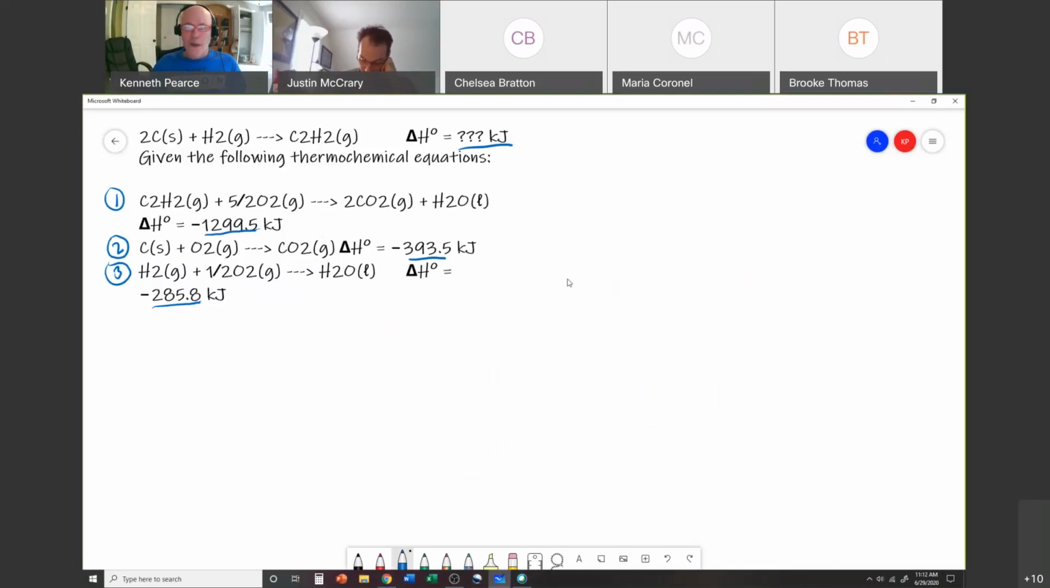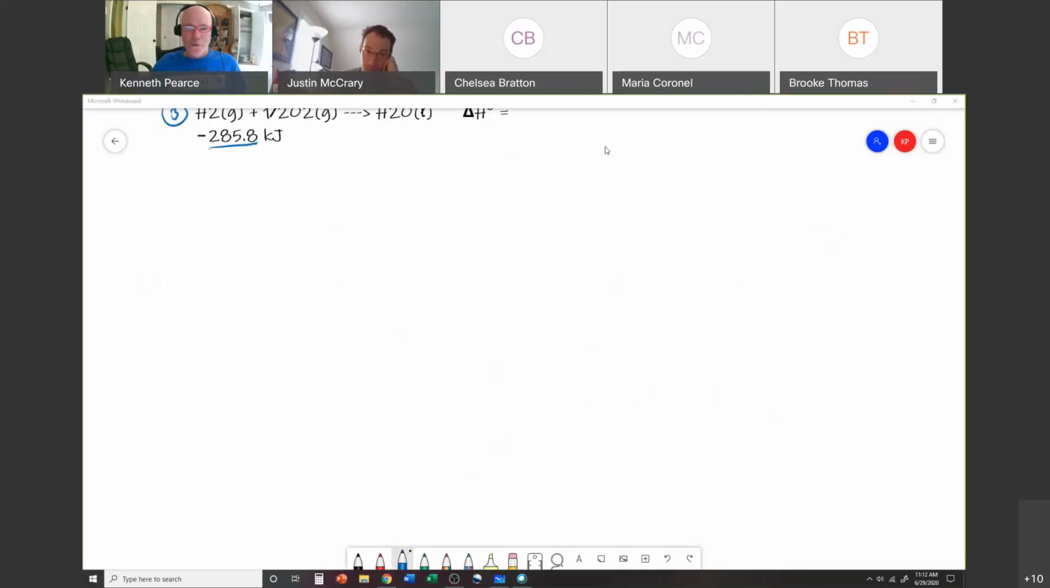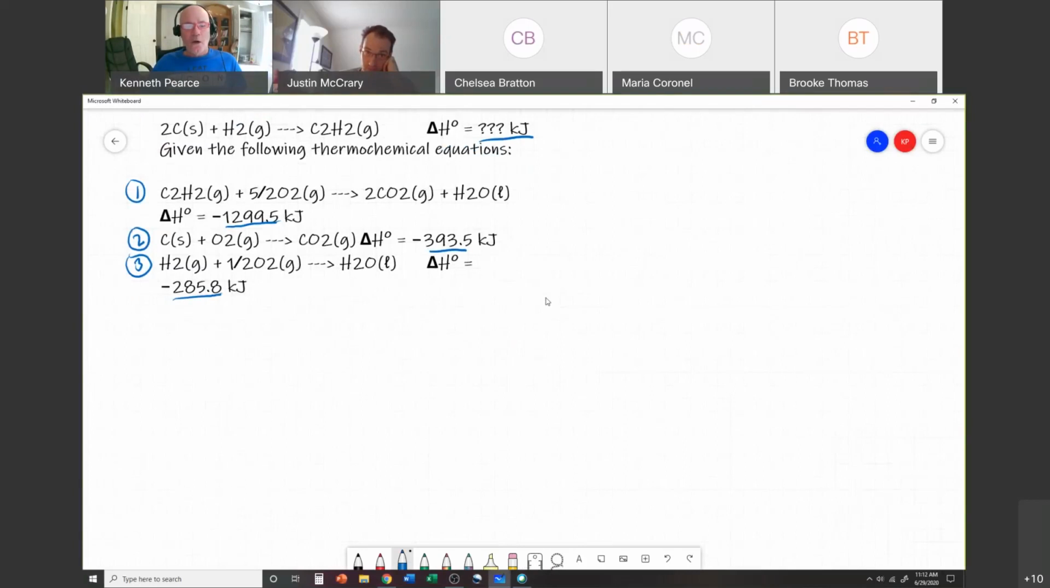All right, so we have three equations, and we're trying to get an equation from those three using Hess's law. Okay, so first thing I'm going to do is inspect my goal equation up here. This is my goal. I'm going to make sure that they're in our given equations, which is equations 1, 2, and 3. I want to make sure that they're in there.